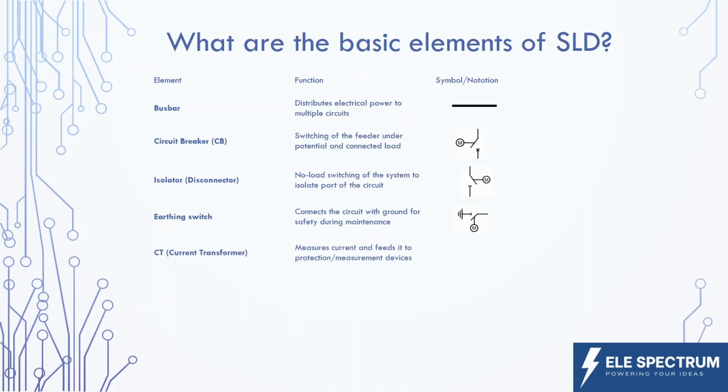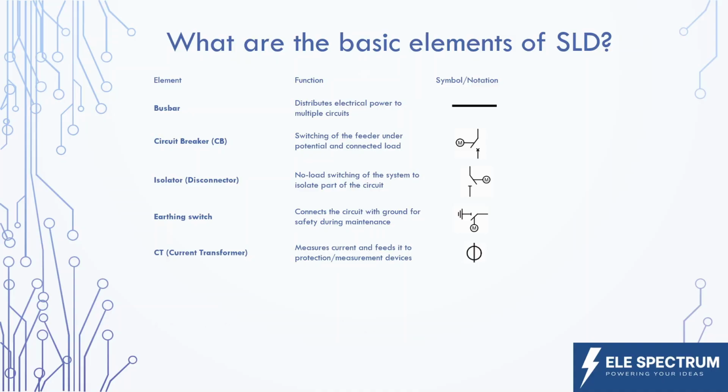Next element is a current transformer. A current transformer is used to step down the current of the feeder. So the primary side of the current transformer is rated for the line feeder current, and the secondary side of the current transformer is generally 1 ampere or 5 ampere. So basically it is stepping down hundreds of ampere of current to 1 ampere or 5 ampere, which then can be fed to a protection relay or measuring device for the protection or measurement of the feeders. It is represented as shown here in the symbol.